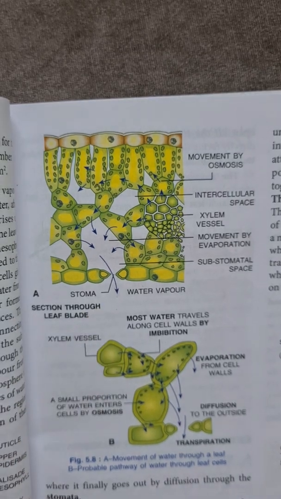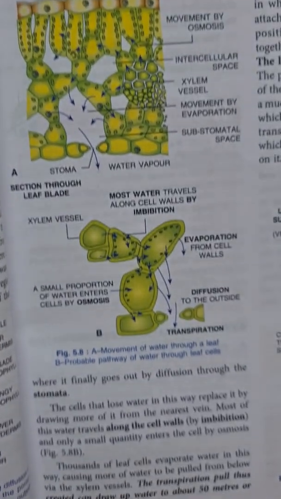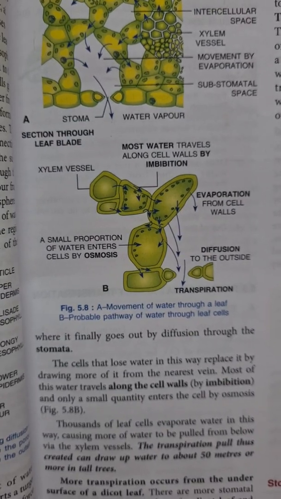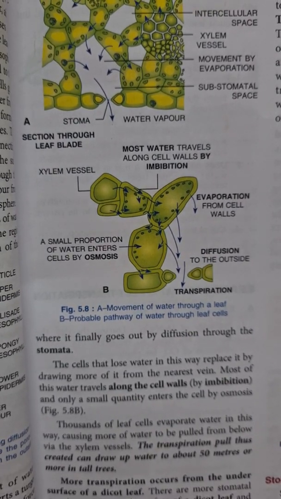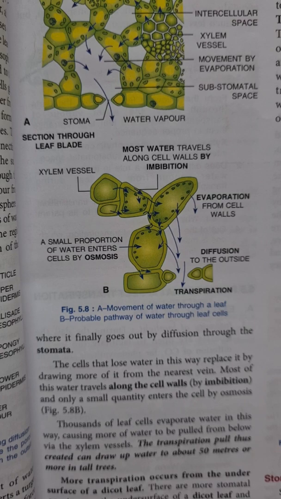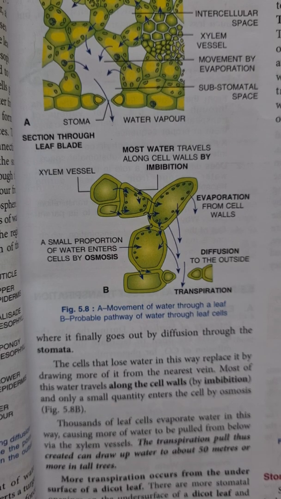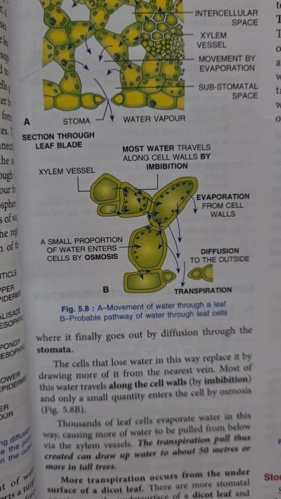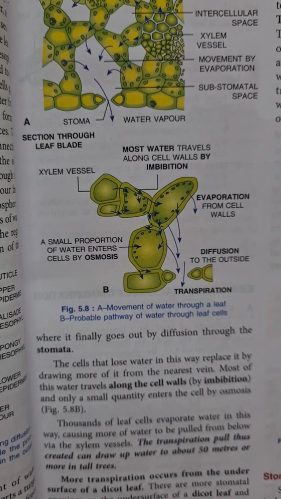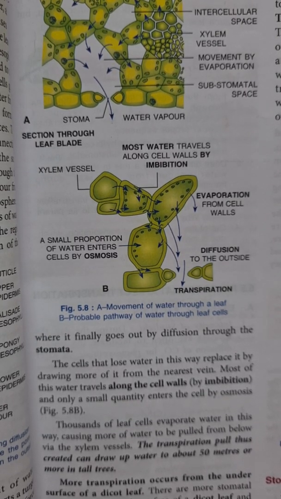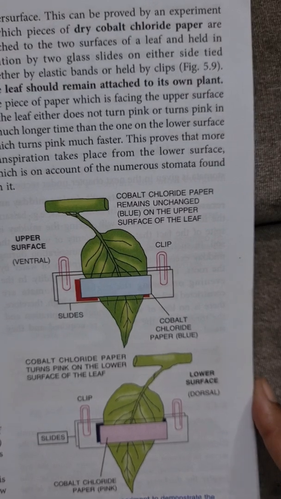Next, more transpiration occurs from the under surface of the dicot leaf. As you know, in a dicot leaf, stomatal openings are present on the lower surface of the leaf. As stomata are present here and maximum transpiration occurs from stomata only, more transpiration in dicot leaves occurs from the lower surface. To prove this, there is again one experiment.